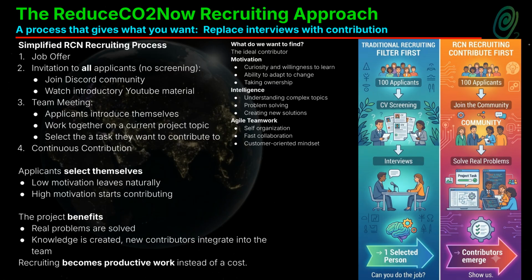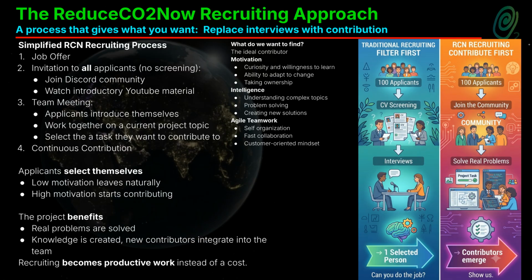So what do we want to find? Our ideal contributor for our volunteer project is motivated, intelligent, and can work in an agile teamwork framework. And of course, motivation is for us highly important, curiosity, willingness to learn, adapt to change, and all these kinds of things are included there. So we are actually looking for some quite generic things that a lot of companies would be searching for as well. How is our process actually working?